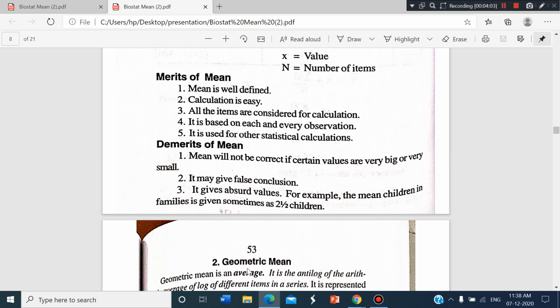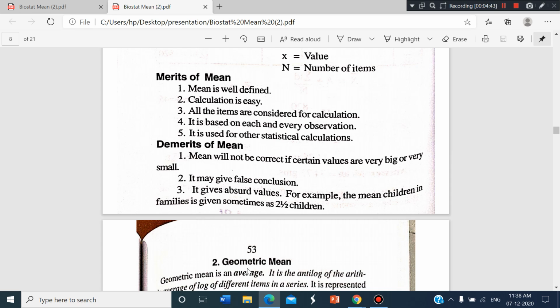Similarly, if it is a very low, small value, for example, all trees are yielding around 20 or 30 coconuts. Suppose one tree doesn't give any yield or gives only one coconut, then all the values will be brought down. So this is the major problem. Sometimes the extreme value of one observation, whether big or very small, will affect the average. Many times it will give you a false conclusion.